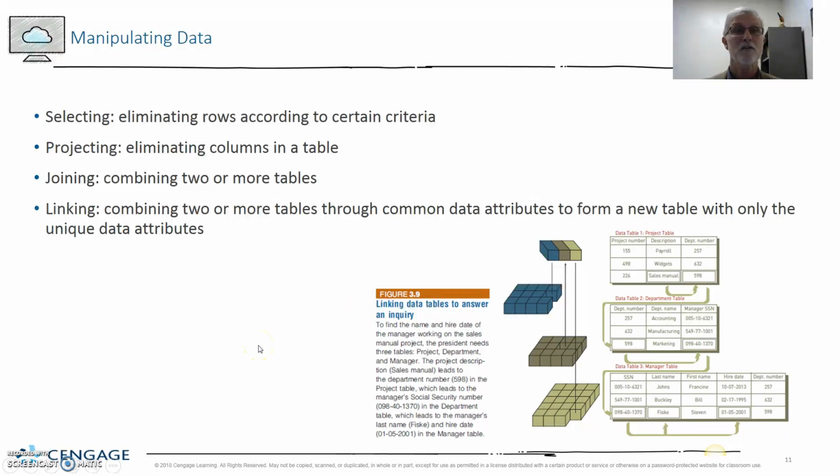Now, what can I do if I'm manipulating that data? Well, I can select it, I can project it, I can join it, I can link it. And each one of those does different things, whether I'm eliminating a row when I'm selecting it, projecting it, eliminating a column to make those searches quicker, or maybe putting two or more tables together. So different ways. So just get used to those types of terms that you may see.